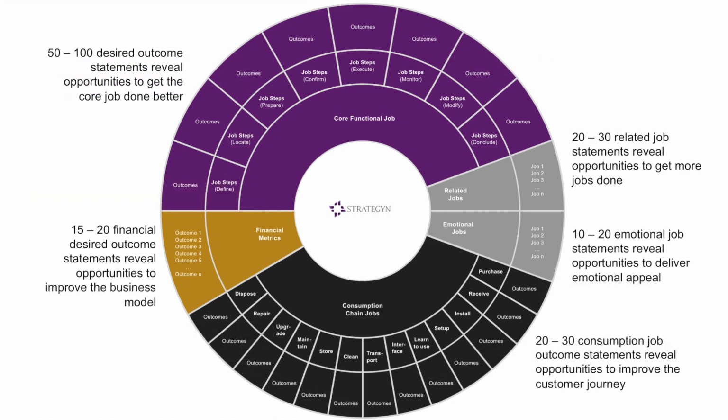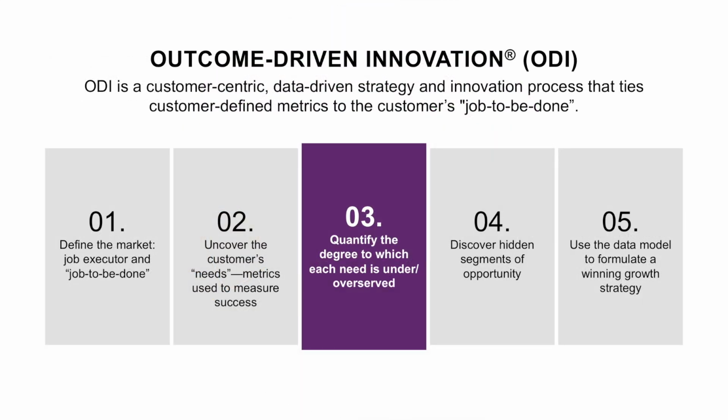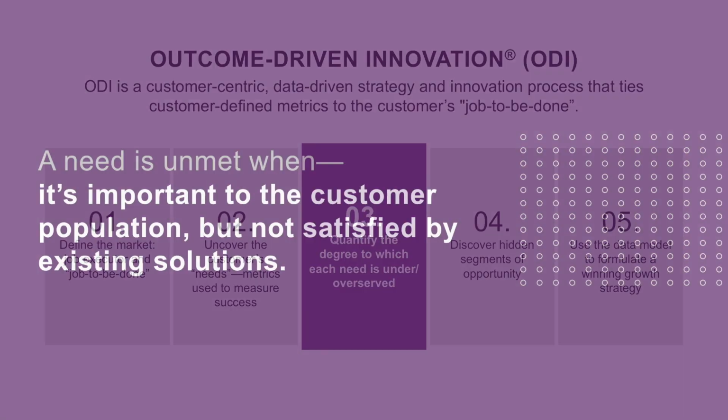As we look at this in more detail, we see that there's quite a number of inputs that we use in order to figure out our strategy. There may be anywhere from 50 to 100 outcome statements on the core job, 20 to 30 job statements that are related, 10 to 20 emotional job statements, 20 to 30 consumption outcomes, and 15 to 20 financial outcomes. All that goes into a quantitative survey that then goes out to customers so we can figure out which of those outcomes are important and unsatisfied, to what degree, and if there's segments of people with different unmet needs.